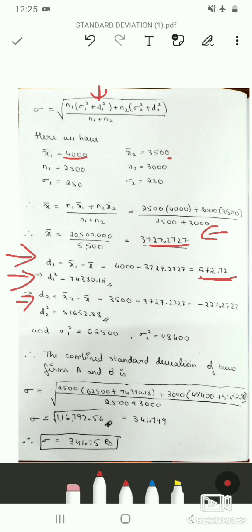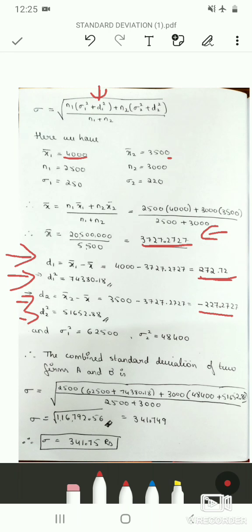We have x2 bar, that is 3500, we have x bar. So substitute and then take the square of the answer. So this is your answer, which is in negative value. When you square it will become positive. So therefore we'll get d square as 51652.88.